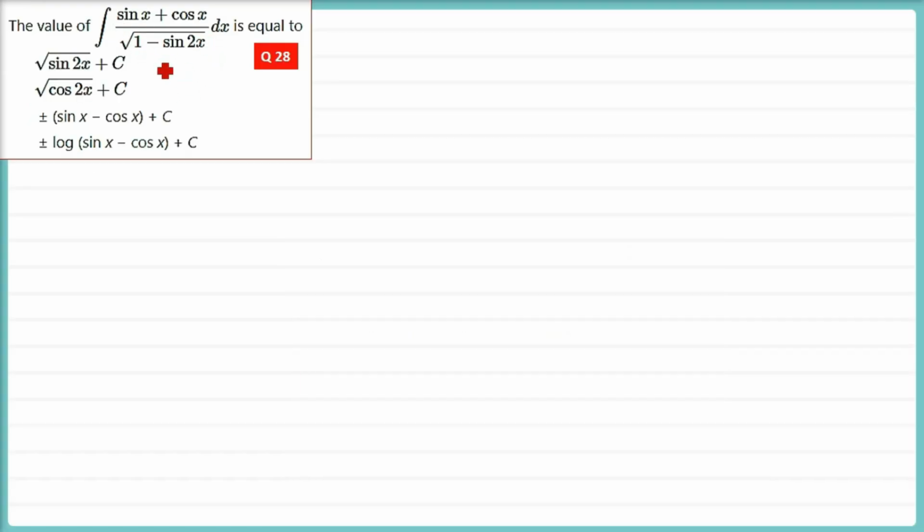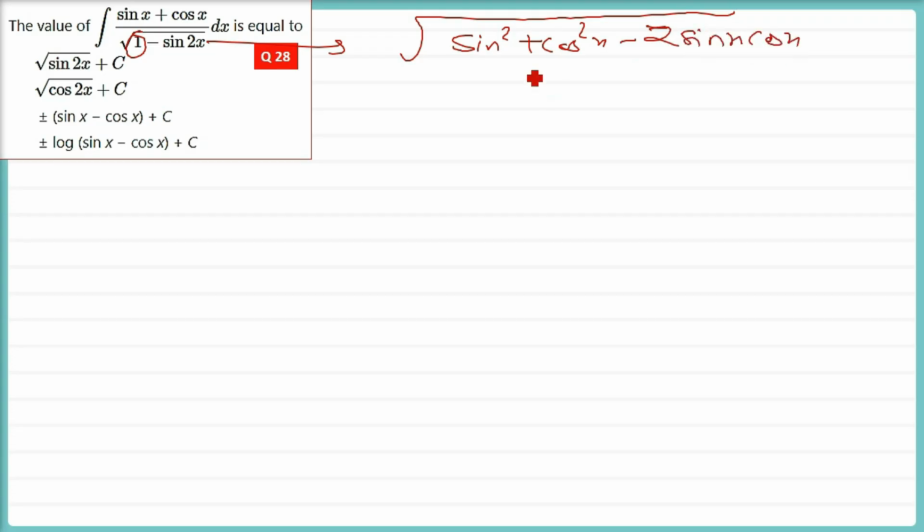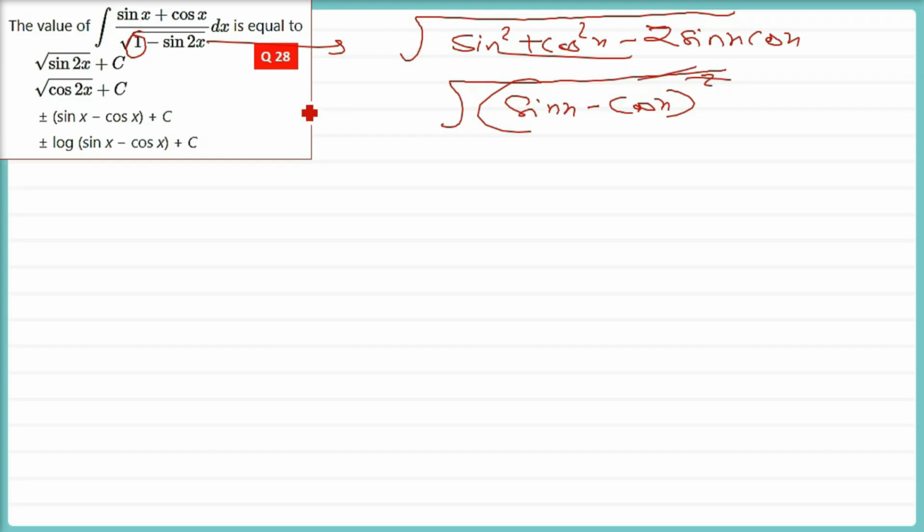Sin x plus cos x by under root 1 minus sin 2x. We have done this question in this exercise only, because we know that this denominator can be converted into something which relates to the numerator. I am writing this one as sin square x plus cos square x. Sin 2x can be written as 2 sin x cos x. This is simply sin x minus cos x whole square, since a square plus b square minus 2ab is a minus b whole square. So sin x minus cos x whole square under root of this. Now the root will get cancelled, only sin x minus cos x will remain.